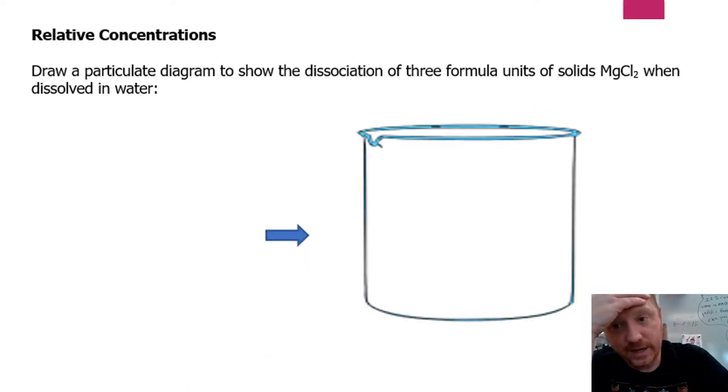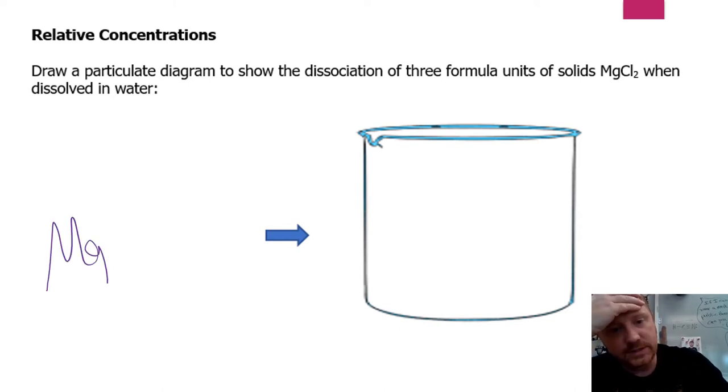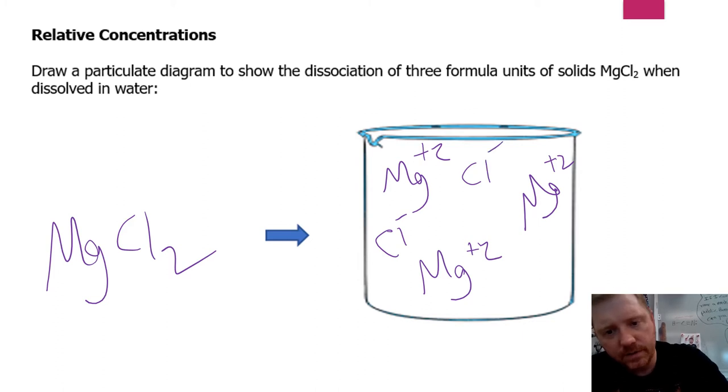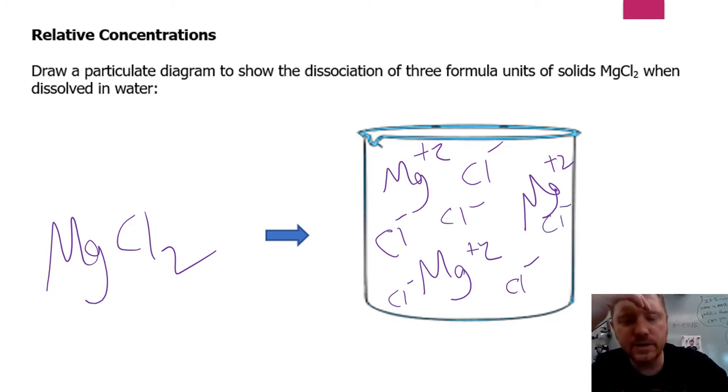Draw a particulate diagram showing three formula units for MgCl2. So MgCl2 is going to break apart into Mg, Mg, Mg. That is three Mgs. How many Cls should be in there? There we go. That's good enough. Maybe I made it too big. There's three magnesiums and six chlorines.